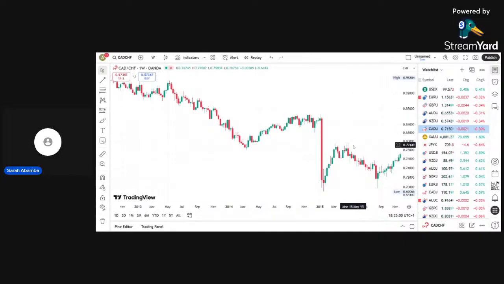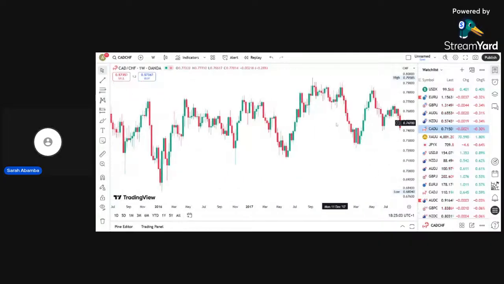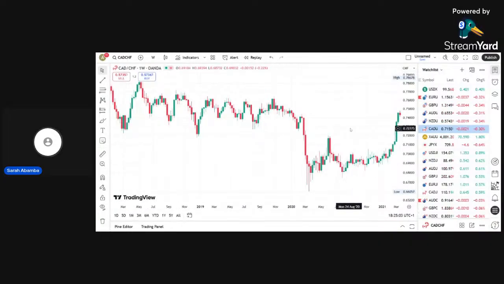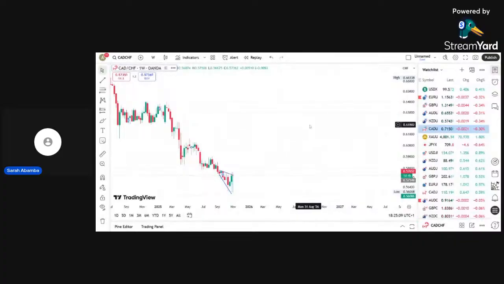Okay, so the next candlestick pattern we are going to be looking at. I hope this pin bar is clear enough for everyone. I want to continue and go to the next pattern, which is the doji.